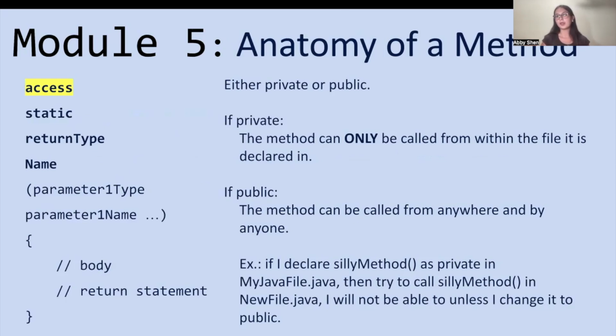Public means that the method can be called from anywhere and by anyone. So different files within your project can call it, and there won't be as much containerization of that. For example, if we declare silly method as private in myjavafile.java, then you wouldn't be able to call that silly method in newfile.java, unless you changed that method to be public.